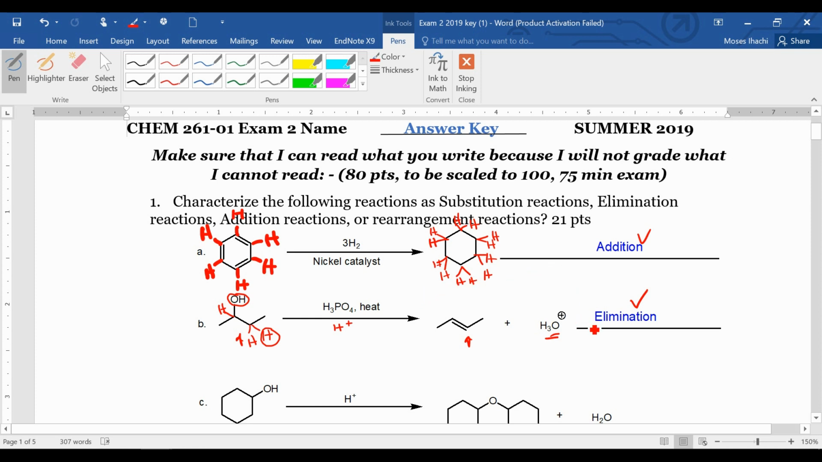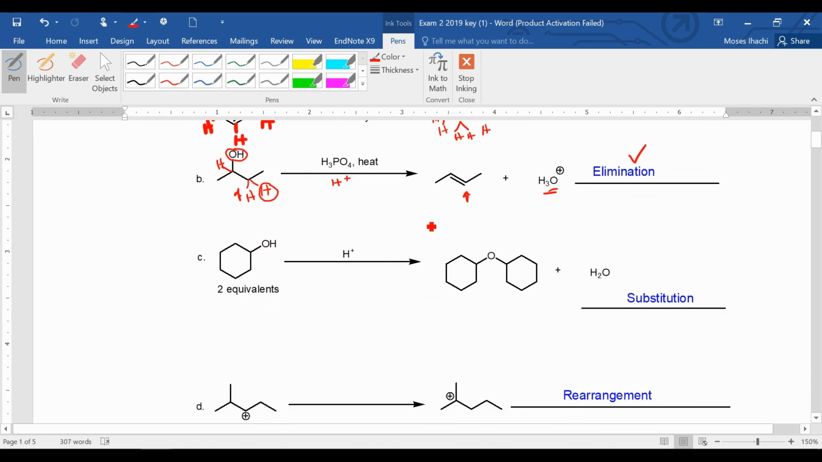Okay, so next on part C, you have an alcohol still, but this time I don't see a double bond that's formed. So instead, what I'm seeing is that this hydrogen was taken out and something else replaced it. So if you're looking at replacement, then you must be doing substitution. Now, we don't know whether it's SN1 substitution or SN2. That will be covered later. Okay, so now you see that that's a substitution reaction because one group was replaced by another group.